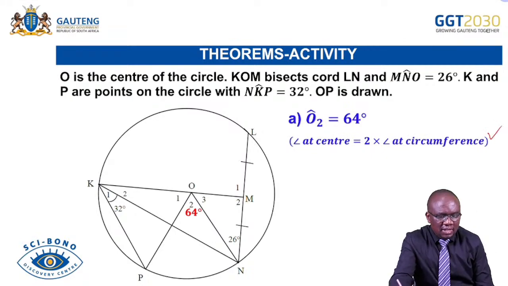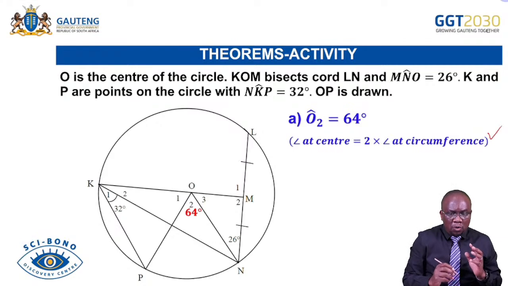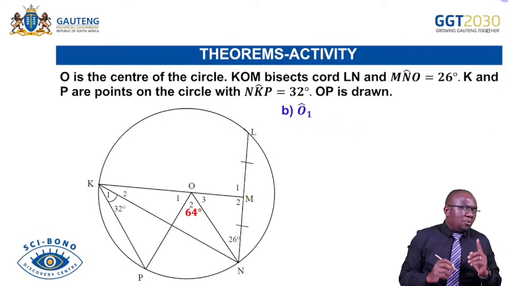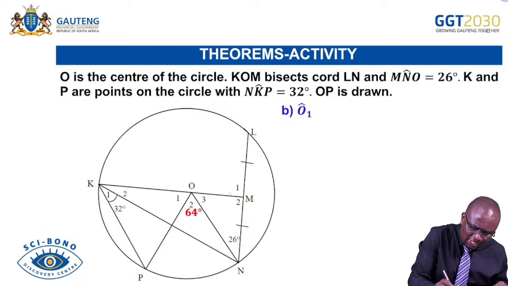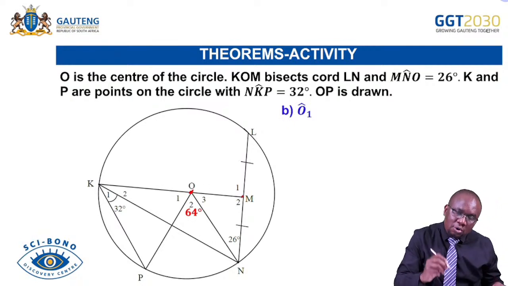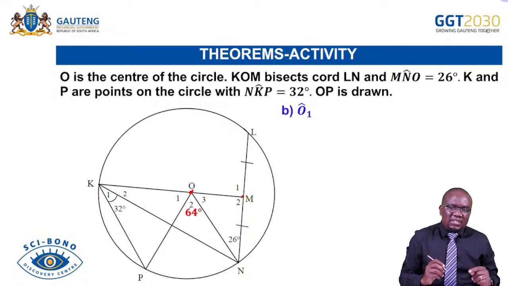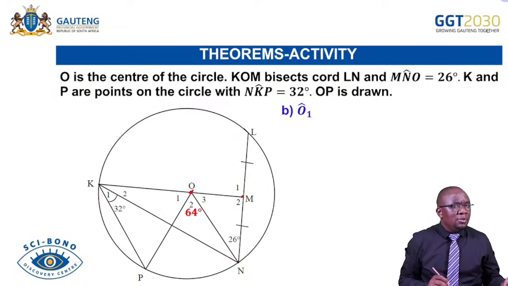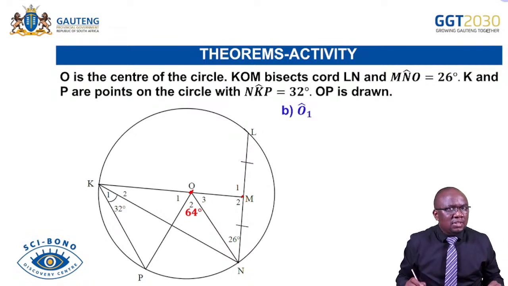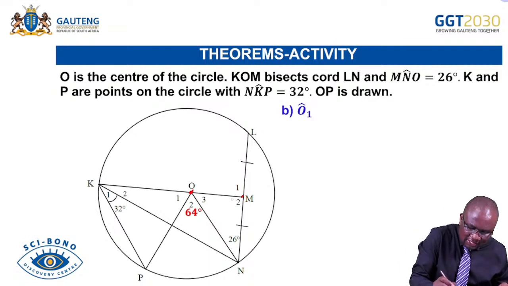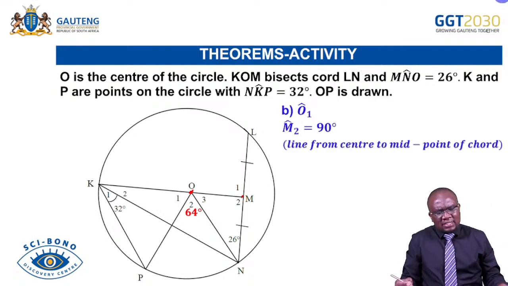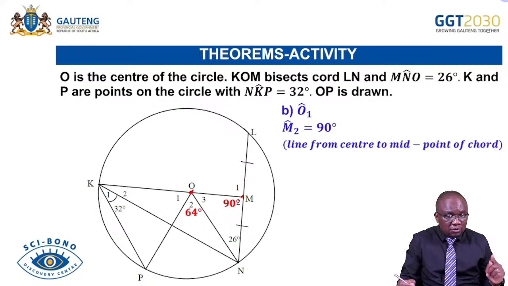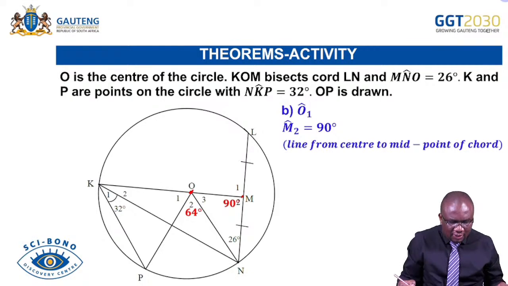You have used that part. Now we want to find O1. Now what else are we given? This line here, OM, is drawn from the center and it bisects the chord NL. So we have a line from the center bisecting the chord. What does it do? It is perpendicular to the chord. So this angle here, M2, is 90 degrees. We're going to get O1. Remember that.